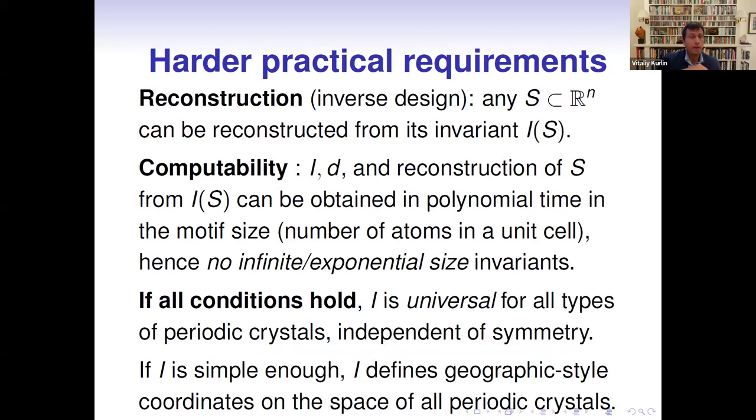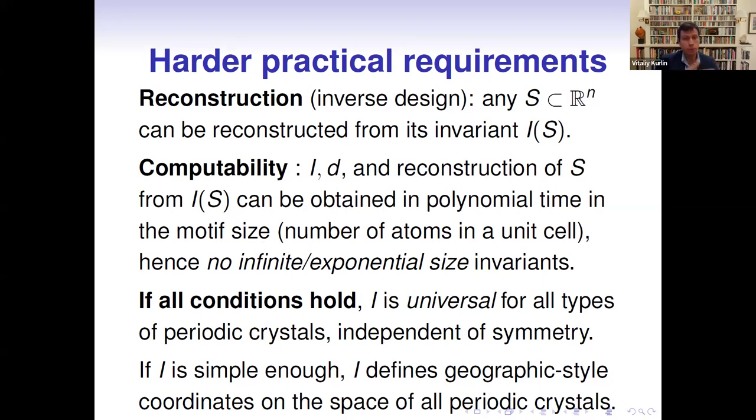Further conditions. The reconstruction condition basically says that the invariant should not be too complicated. More exactly, we could reconstruct our initial periodic point set, up to isometry, from its invariant value. All these conditions become practical when we require that computations are fast enough, and we formally define it by saying that the invariant, the metric, and the reconstruction from the invariant should be realizable in polynomial time of the motif size, so the number of atoms in a unit cell.